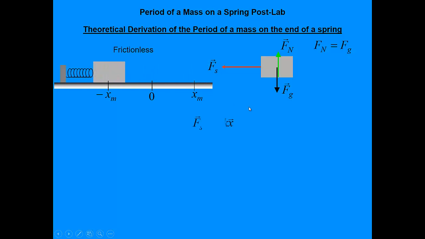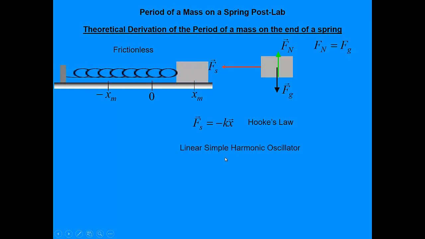So, the force exerted by the spring is, of course, negative kx, because that's Hooke's law, right? And we're using an ideal Hookean spring here. This is what we know, or what we call, a linear simple harmonic oscillator. Why linear? Because the force is a linear function of position. We can get more complex functions of positions and get different kinds of oscillators.